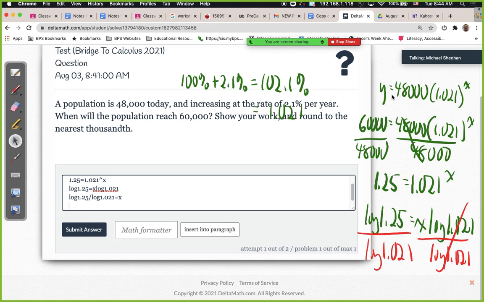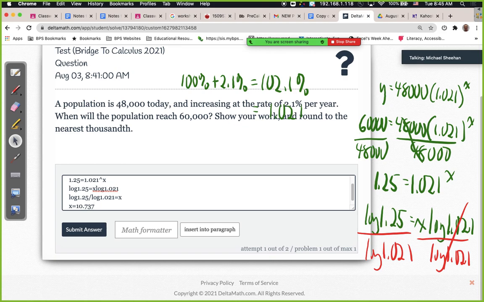Make sure you close the brackets after your first 1.25. 10.737. It does say to the nearest thousandth, so that's 3 decimal places. x equals 10.737.